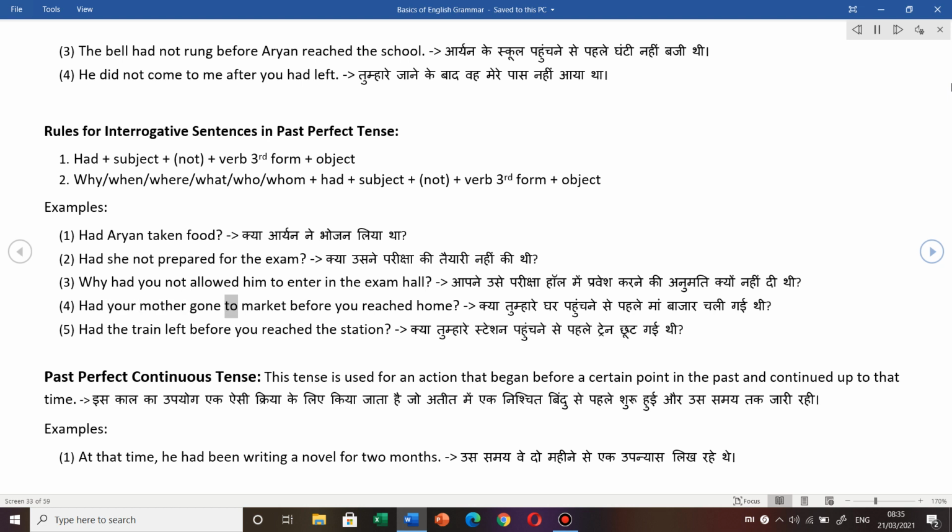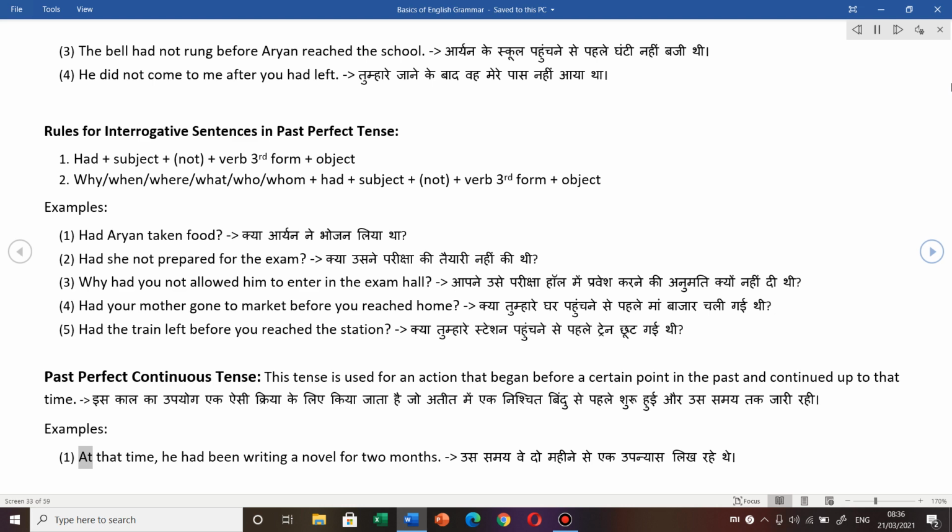Had your mother gone to market before you reached home? Had the train left before you reached the station? Past perfect continuous tense. This tense is used for an action that began before a certain point in the past and continued up to that time.